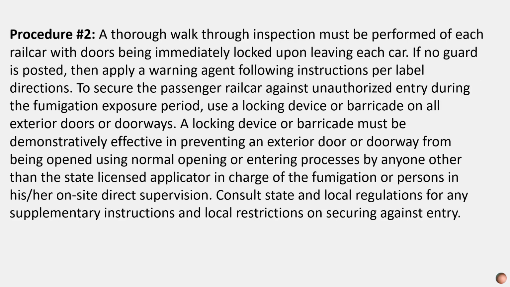Procedure number 2. A thorough walk-through inspection must be performed of each rail car with doors being immediately locked upon leaving each car. If no guard is posted, then apply a warning agent following label directions. To secure the passenger rail car against unauthorized entry during the fumigation exposure period, use a locking device or barricade on all exterior doors or doorways. A locking device or barricade must be demonstratively effective in preventing an exterior door or doorway from being opened using normal opening or entering processes by anyone other than the state licensed applicator in charge of the fumigation or persons in his or her on-site direct supervision. Consult state and local regulations for any supplementary instructions and local restrictions on securing against entry.